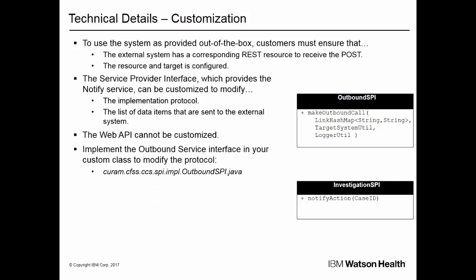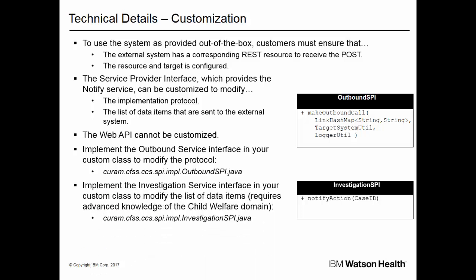For the outbound service, developers can provide a custom implementation of the outbound SPI interface to modify the protocol. For example, to use SOAP HTTP instead of REST. The custom class must override the makeOutboundCall method, which takes the following parameters. Link hash map provides a set of attribute name-value pairs for the approved intake. Target system util is used to provide information about the target system, and logger util supports writing to the system log.